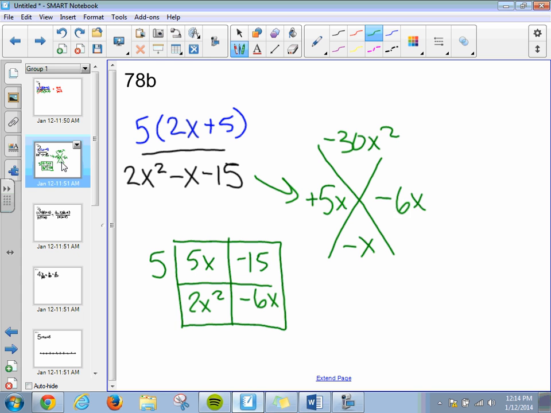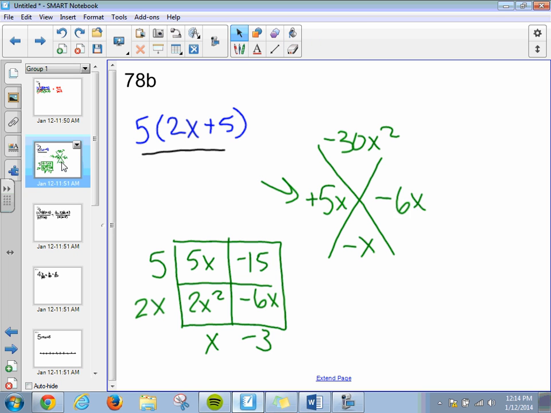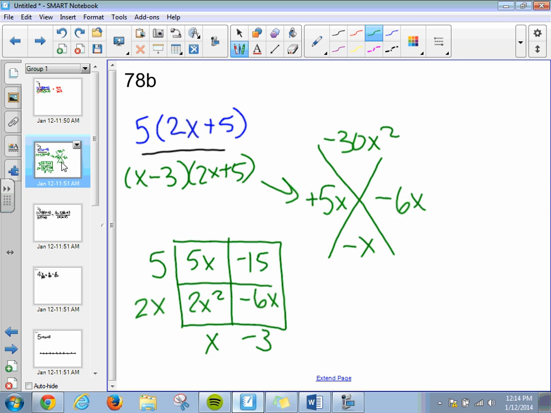And on top, we can pull out a positive 5, and then up below, we've got our 2x. Below we have an x, and our negative 3. I think I have done something wrong. We should have 2x plus 5 and x minus 3. Oh no, I'm good. All right. So now I'm going to fill that in to my denominator. So I have the quantity x minus 3 times the quantity 2x plus 5.